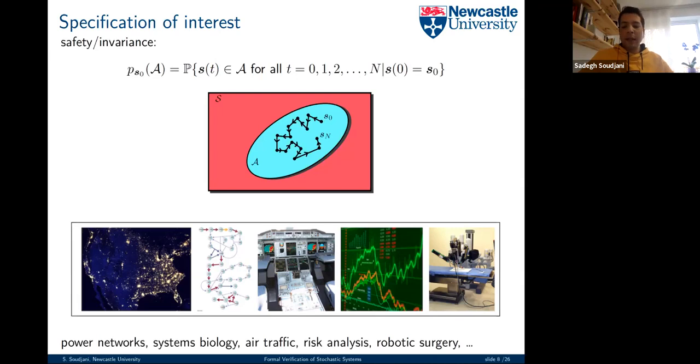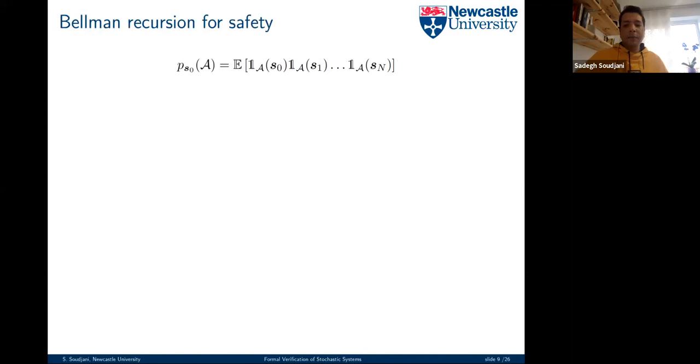Now let's see how we can characterize this probability, the probability of safety. We can use a Bellman equation or Bellman recursion to characterize the safety. This safety can be seen as the expectation of the product of these indicator functions. The indicator function decides whether the state is inside the safe set or not. So the indicator function of A of S0 is 1 if S0 is inside A and is 0 otherwise.